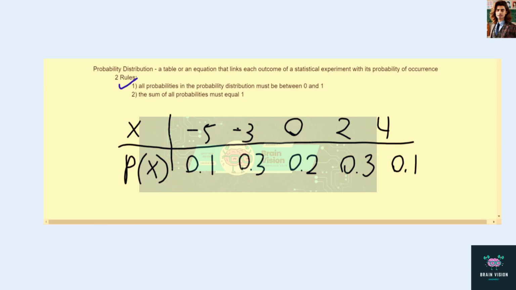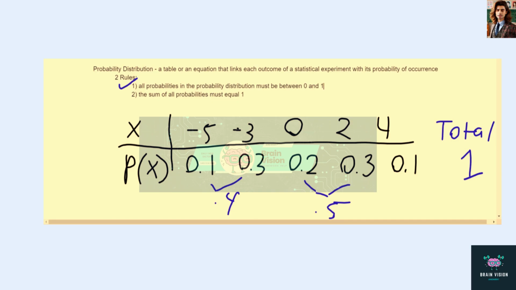Now, for rule number 2, which is that the sum of all our probabilities must equal 1. Our total is 0.1 plus 0.3, so we'll write down here 0.4, 0.2, and 0.3, 0.5. Our 0.1, 0.5 plus 0.4 is 0.9, sorry. Plus 0.1, our total does indeed equal 1.